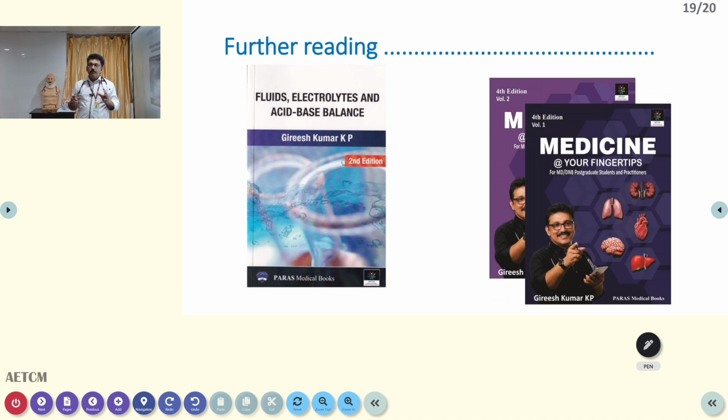But when you compare these two conditions, parathyroid hormone excess hypercalcemia is easy to treat, whereas malignancy induced hypercalcemia is difficult to treat and they have more symptoms than hyperparathyroidism.